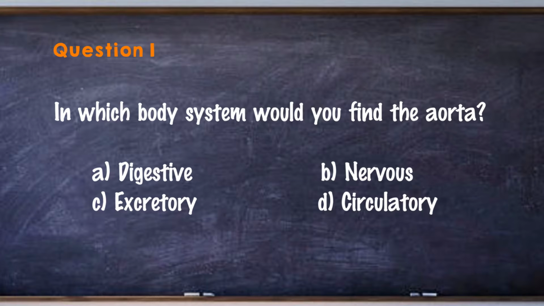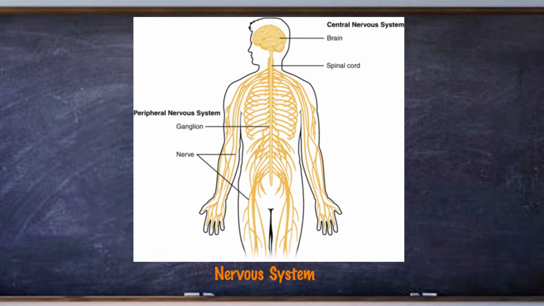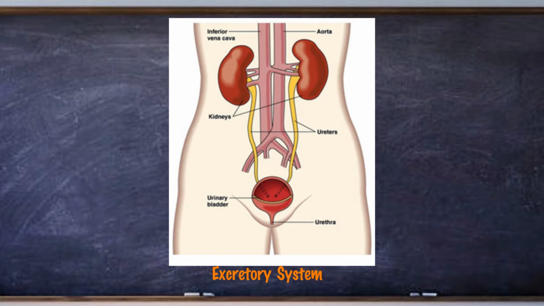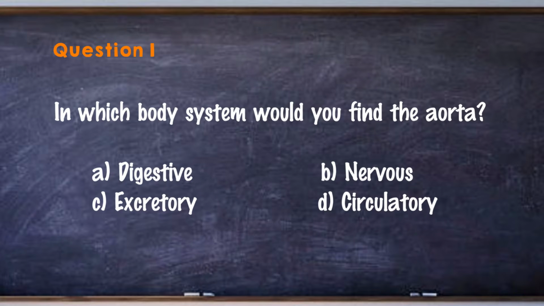If you're not too familiar, or you can't remember what these different body systems look like, here are some images of the different body systems. The first one is the digestive, and you notice the digestive involves eating and digesting food. Next, we have the nervous system. Then we have here the excretory system. And lastly, the circulatory system. Now, looking at those diagrams and observing the various parts, in which body system would you find the aorta?